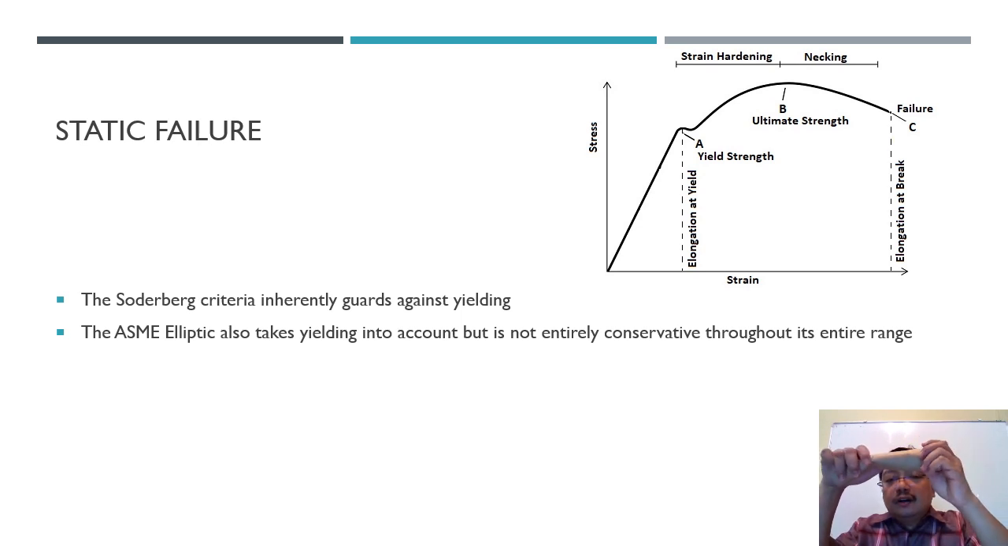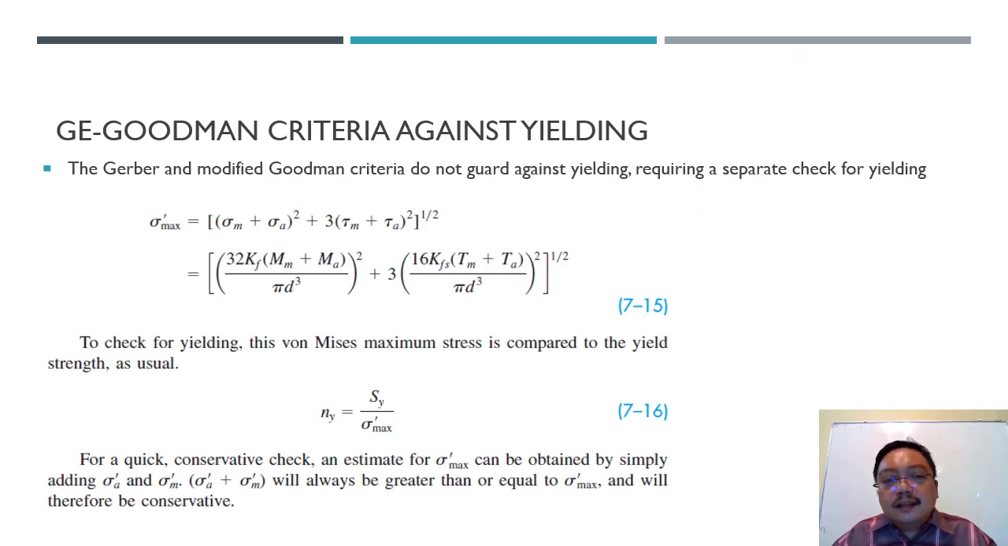So the Soderberg criteria guards against yielding. What is the guard? The Soderberg criteria and also ASME elliptic, in the end, give the diameter of the shaft. You put all the parameters in the equation and it gives the diameter, and that diameter represents whether the shaft can yield or not. The previous equations, Soderberg and elliptic, guard against yielding, meaning they give the proper diameter for the shaft.